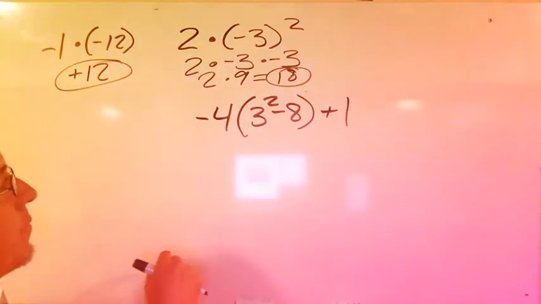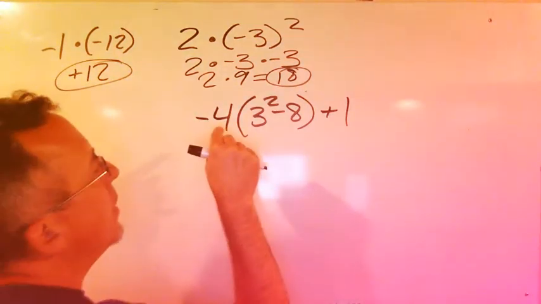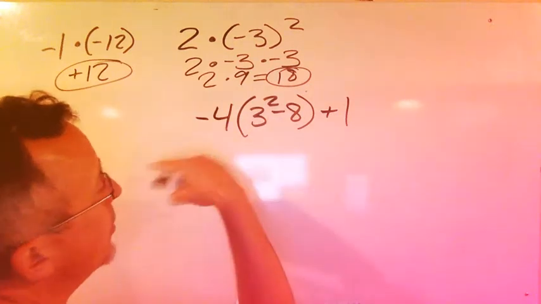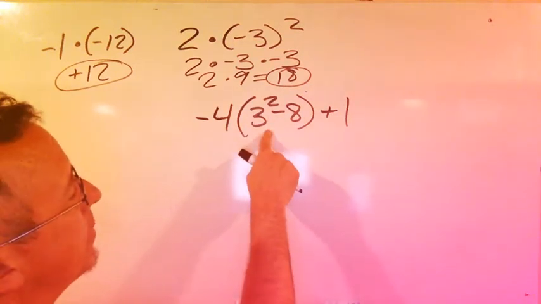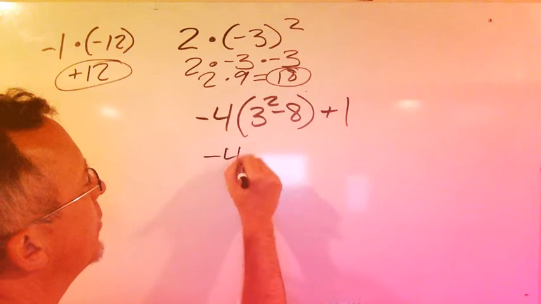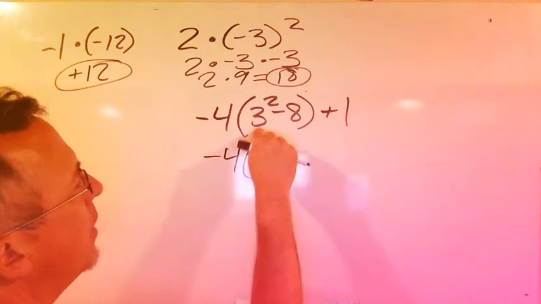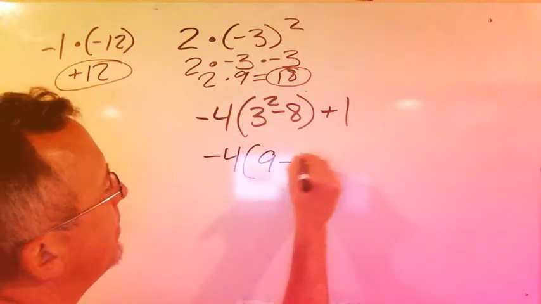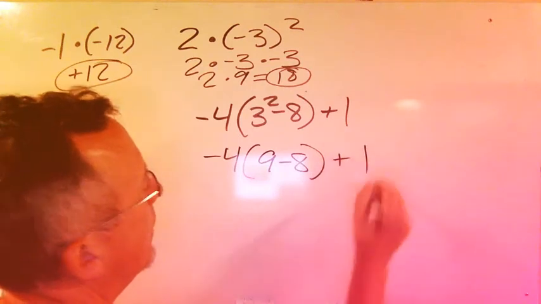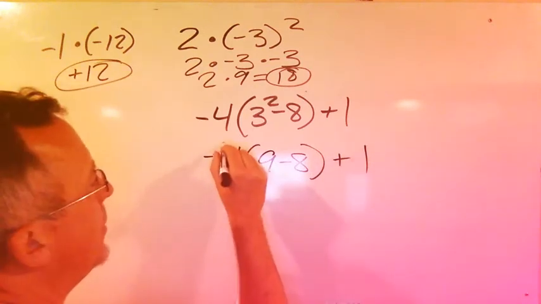Third one. All right, we've got to distribute first. Well, actually, in this one, there's a squared inside the parentheses. So let's do that first. We're going to rewrite the problem. So it's negative 4 times, 3 squared is 9. Okay, now we can distribute.